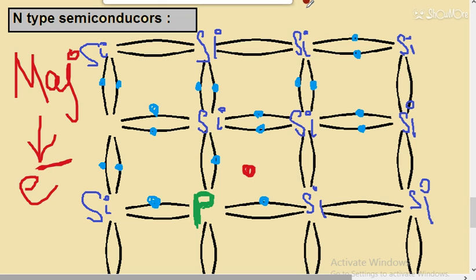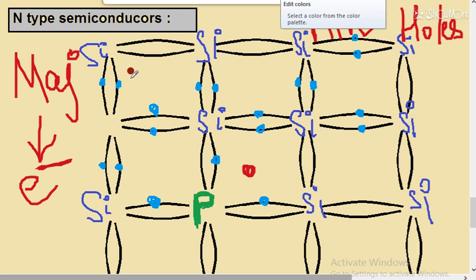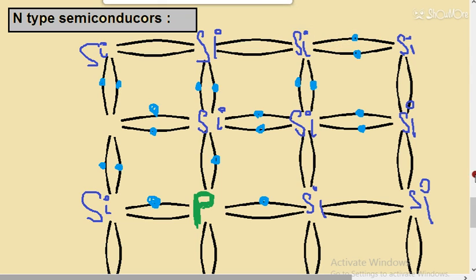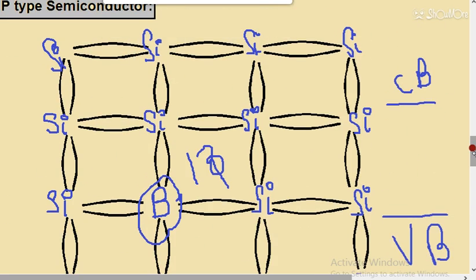And minority carriers, minority means, students, that are less. So minority carriers in n type semiconductor are holes. So holes are the minority carriers in n type semiconductor and majority carriers are electrons. So I hope it is clear. Electrons are the majority carriers in n type semiconductor and holes are the minority carriers, but this is opposite in case of p type.